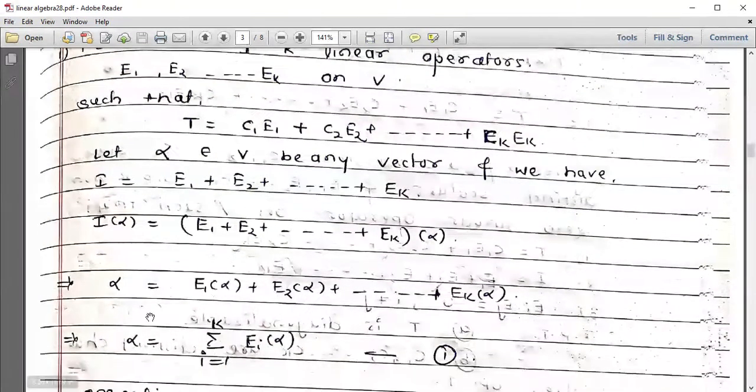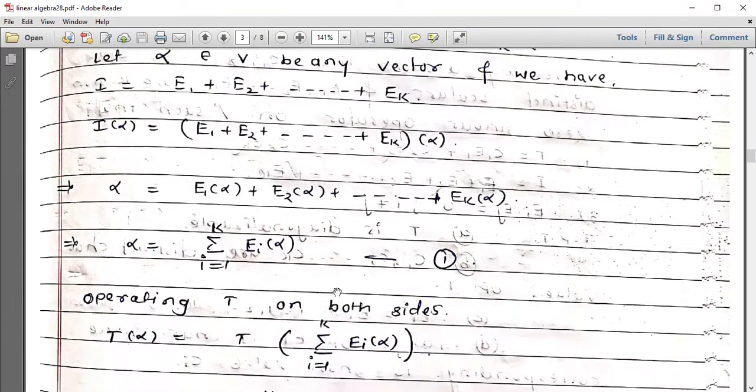Then alpha is equal to I of alpha, because I is the identity operator, and operating on alpha each operator gives E1 of alpha plus E2 of alpha plus up to Ek of alpha, which is equal to the summation from i equal to 1 to k of Ei of alpha. We can write this equation in summation form. Give it as equation number 1.